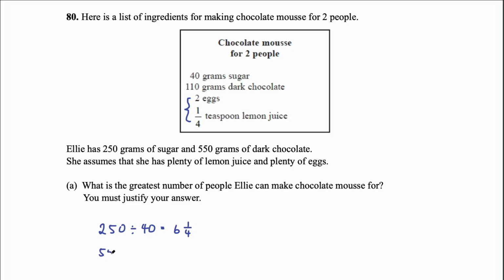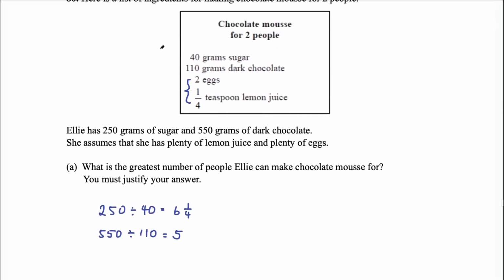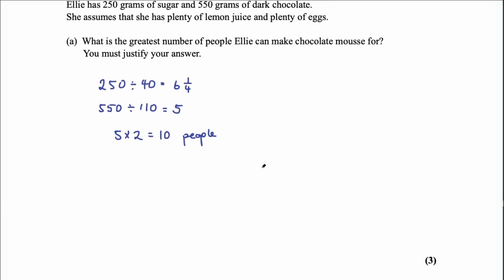And then we want to do 550 for the dark chocolate divided by the amount in the recipe, 110. This is like 55 divided by 11, which is 5. So with the dark chocolate, she has enough for 5 batches of chocolate mousse. And remember, we can only go with the minimum. We can't make 6 because she doesn't have enough dark chocolate for 6. So she only has enough for 5 batches, and each batch makes enough for 2 people. So the question, what's the greatest number of people Ellie can make chocolate mousse for? That would be 5 times 2, which would be 10 people. That's my final answer for part A.